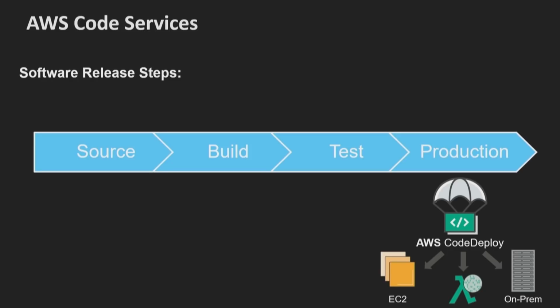CodeDeploy works with EC2, but it also works with Lambda. So if you have a Lambda application, you can use CodeDeploy to get that code onto Lambda. And it also works if you have a data center somewhere. You can use CodeDeploy to get code to your on-prem servers as well.